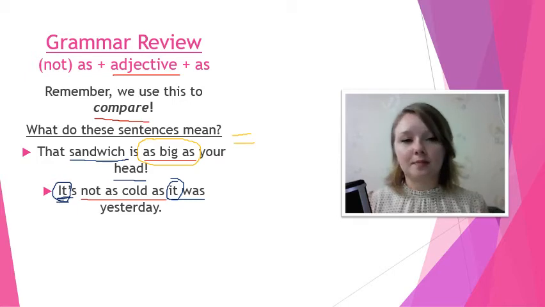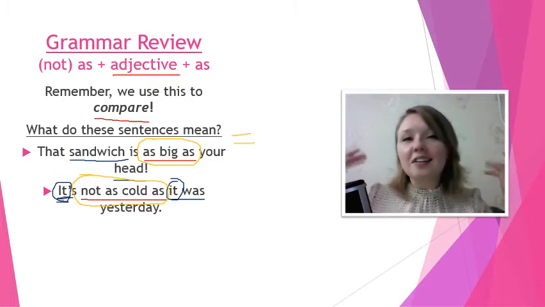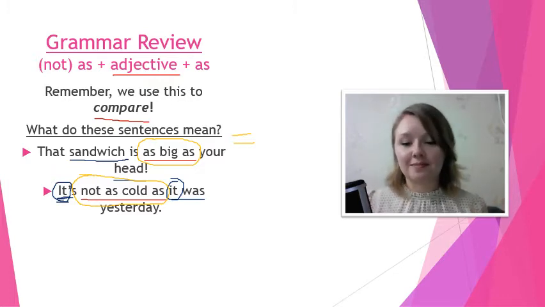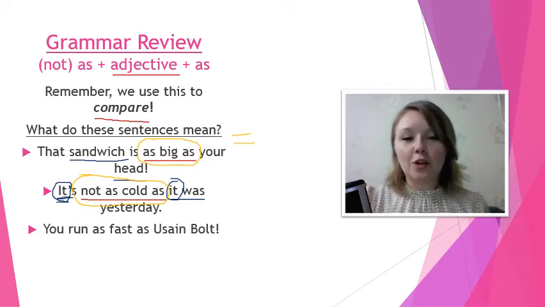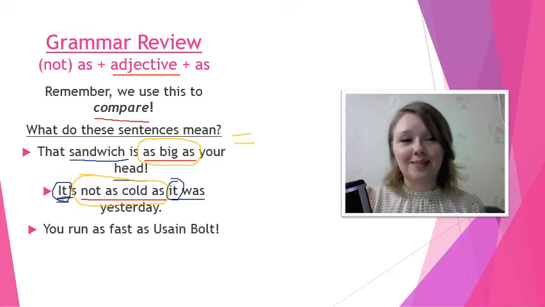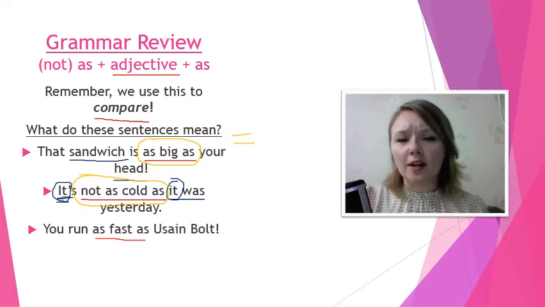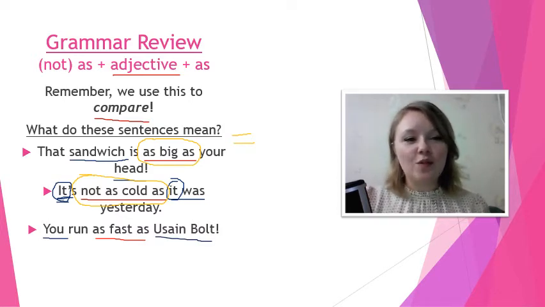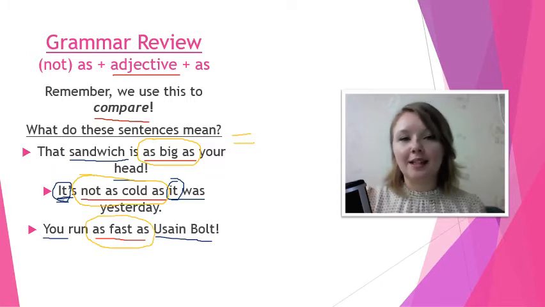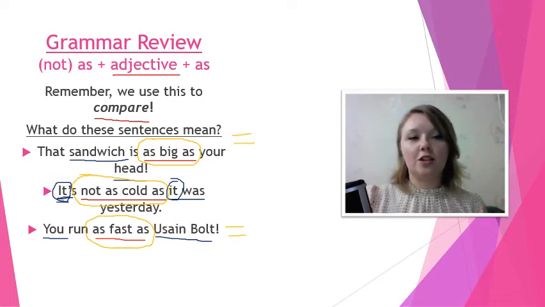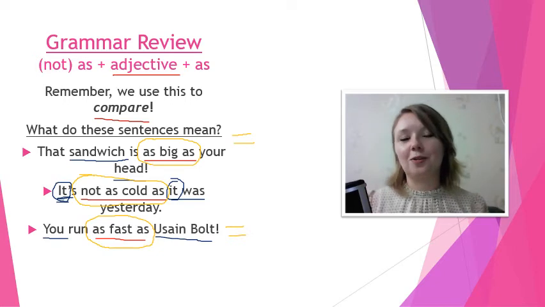So we're comparing weather. Now, if I say that it is not as cold as it was yesterday, that means today it's a little warmer. Yesterday was more cold than today. So it's not as cold as it was yesterday. Let's look at one more example. You run as fast as Usain Bolt. Okay, so here we're using as fast as. And what are we comparing? We're comparing you and Usain Bolt, the fastest runner in the world, right? If we say you run as fast as him, this means it is equal, the same, right? You run the same speed as fast as Usain Bolt.